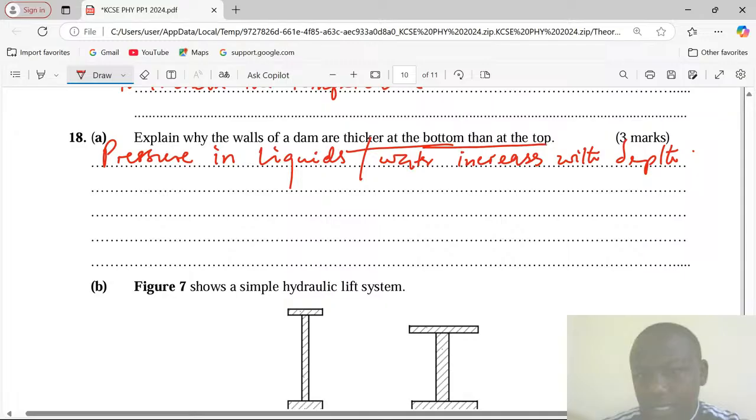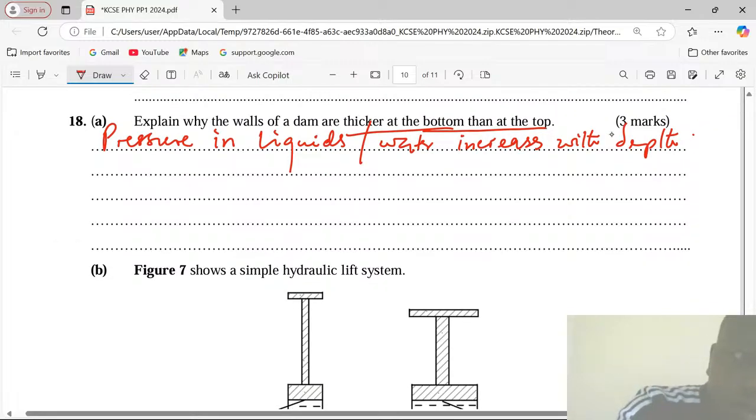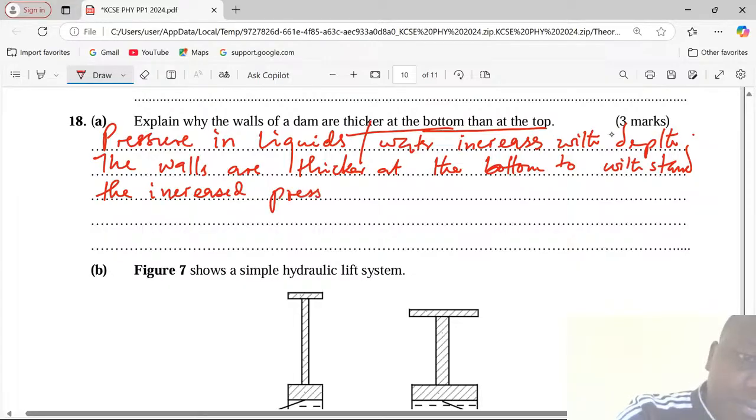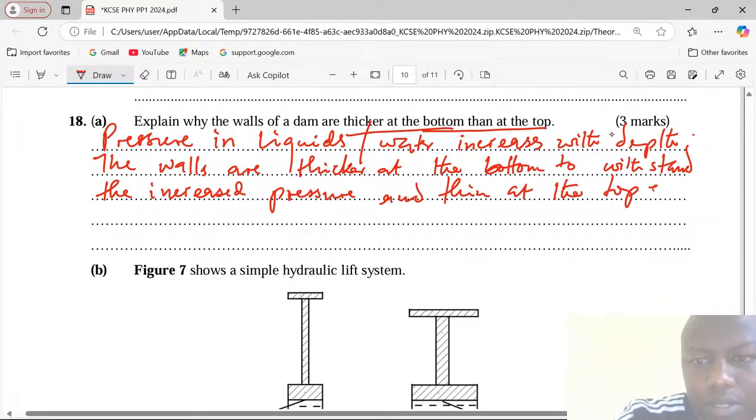Now that we have known that, we should know that the walls are thicker at the bottom to withstand the increased pressure, and thin at the top since pressure is less.